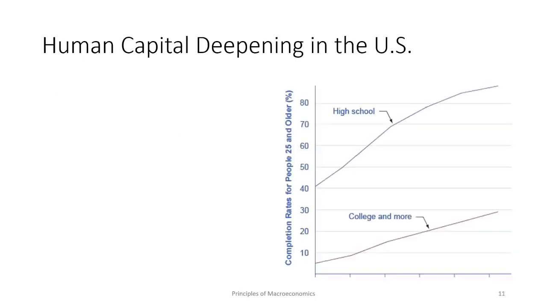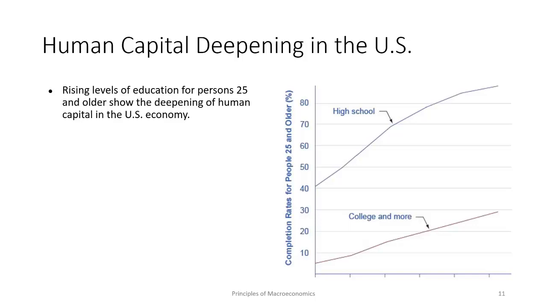Let me show you some data. This shows the share of the population who are 25 years and older, who have high school or college and more. And we can see for the US, both are upward trending. That means we have more and more people who are graduating from high school. We have more students graduating from college. And as more and more people go for more and more education, it means we have human capital deepening.